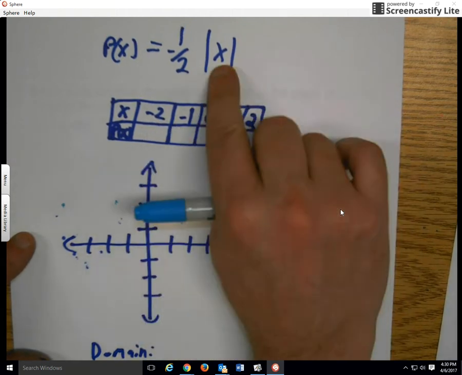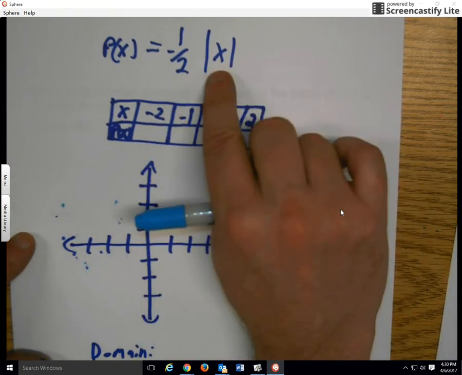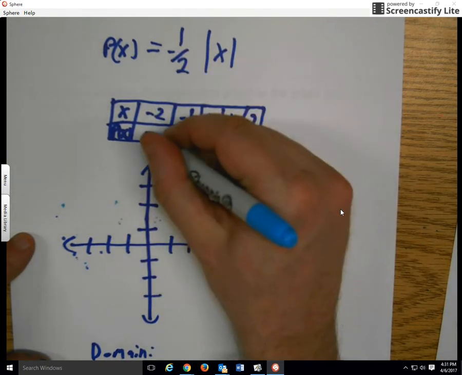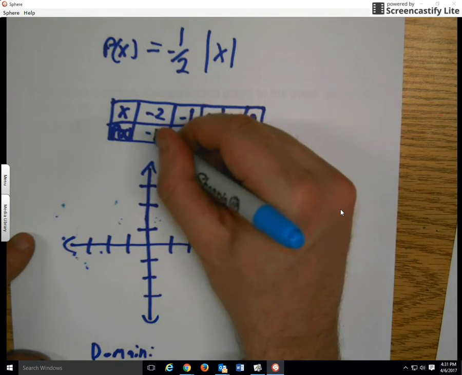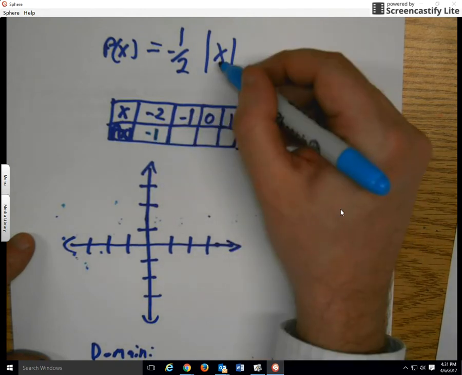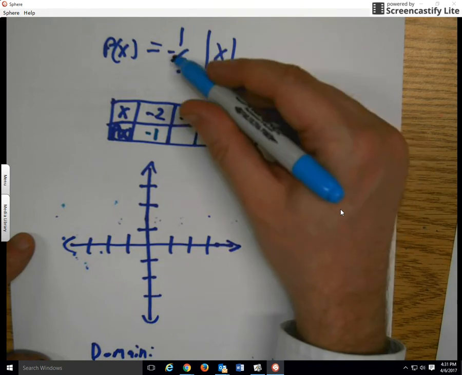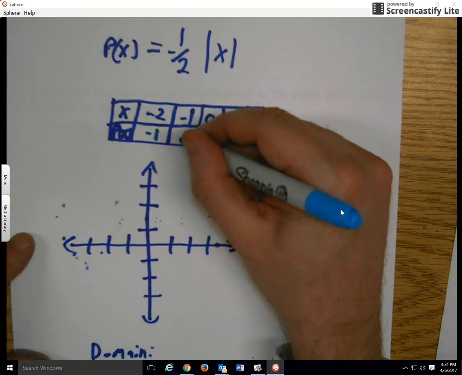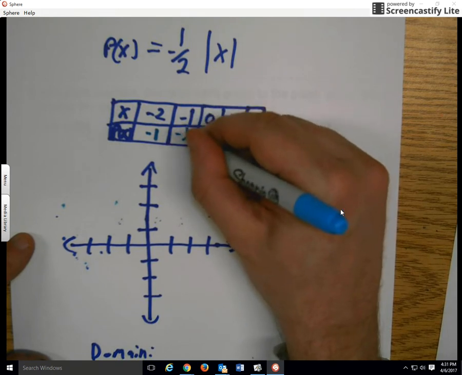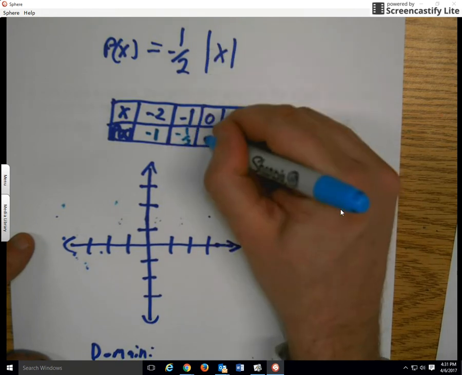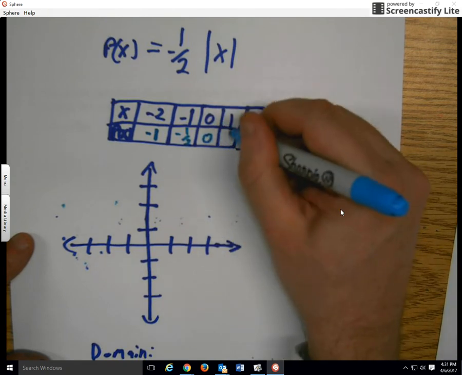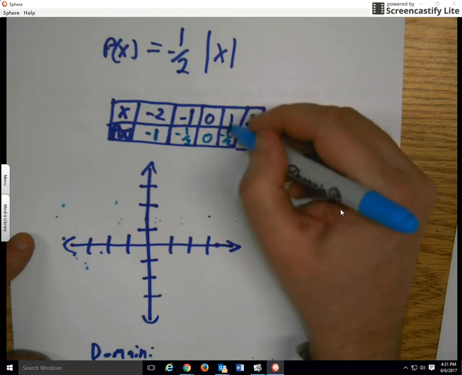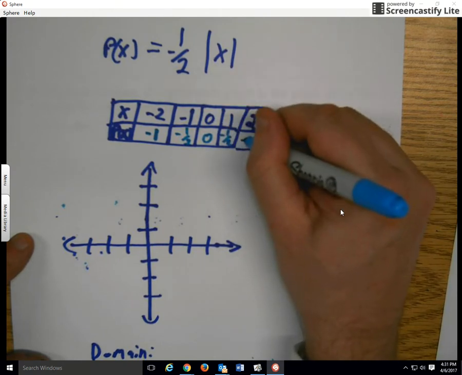If we put a negative 2 in there, the absolute value of a negative 2 is a positive 2. And what's a negative half of positive 2? Well, it would be a negative 1. If you put a negative 1 in there, it'd become a positive 1. But what's 1 times a negative half? Well, it's just a negative half. 0 times anything is 0. Again, 1 times the negative half would be a negative half. And then 2 times the negative half would be negative 1.